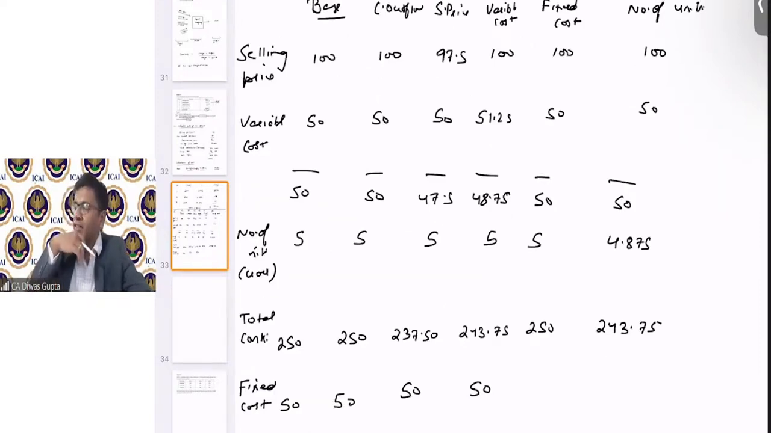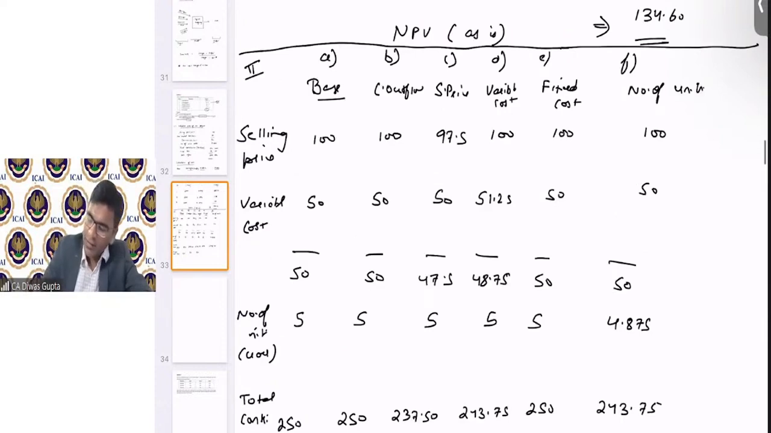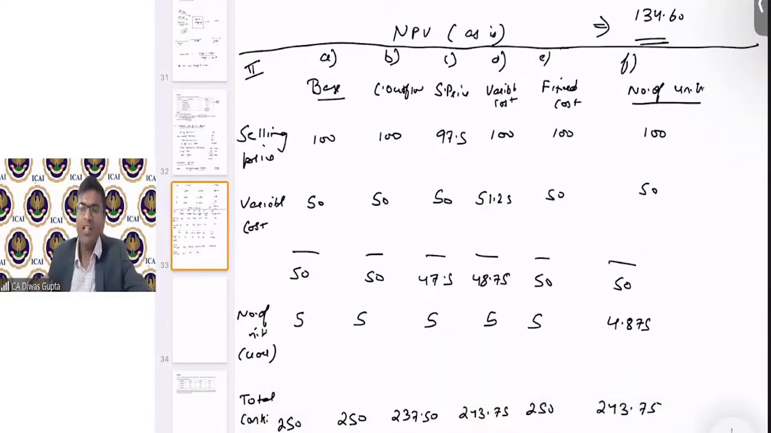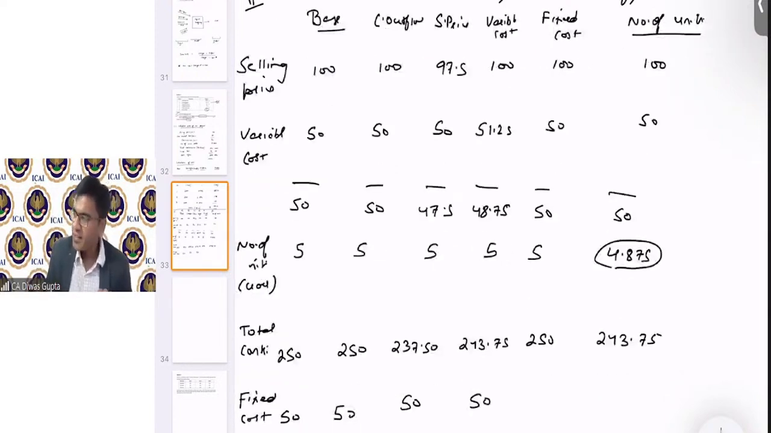So Suraj is asking, why did units sold change only in the last column? Because in the last column, I assumed that the factor which will change is only the number of units. That is why, if you see in the number of units column, only the number of units is changed. Rest everything is remaining the same. In the fixed cost, we are only changing the fixed cost here. Right? So let's say the fixed cost will increase by 2.5%, it will become 51.25.